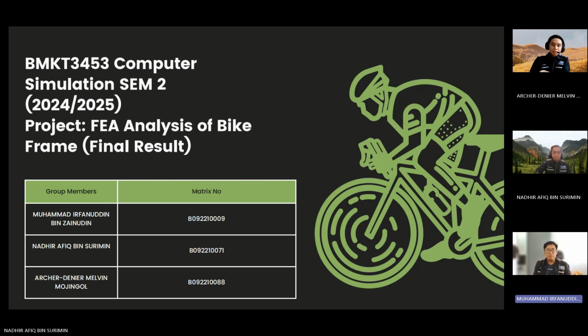Today, me and my teammates are going to present our final results for FEA analysis of a bike frame.